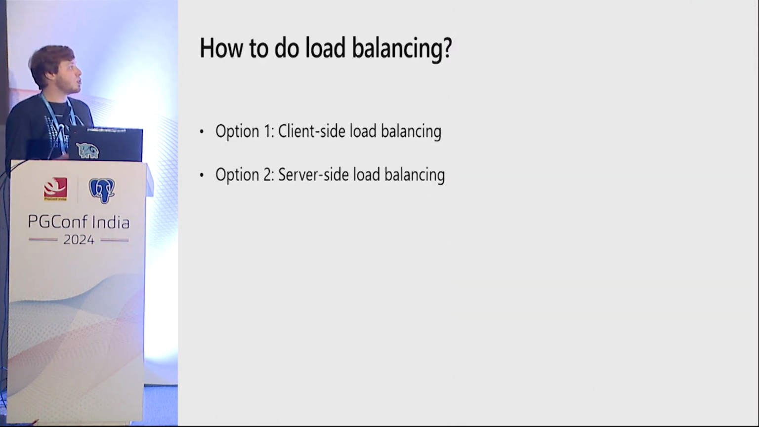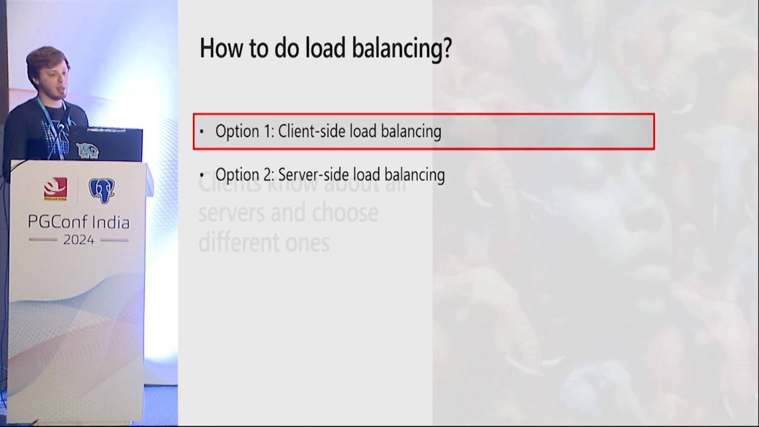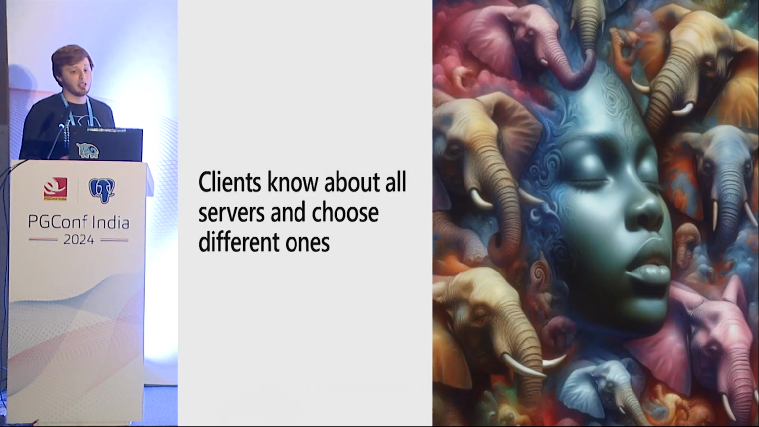And there's two common ways of doing that. One is client-side load balancing, and one is server-side load balancing. We'll talk about client-side load balancing first. The way that works is that clients know about all the servers and then choose different ones. Like, for one query they send it to server A, and for the next query they send it to server B. Or maybe you split it a bit, so some clients only go to server A, and some other clients only go to server B.